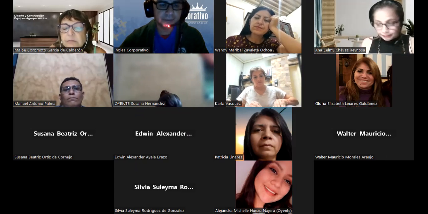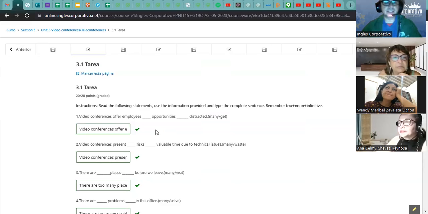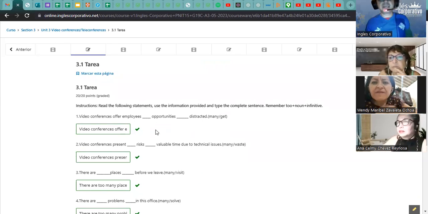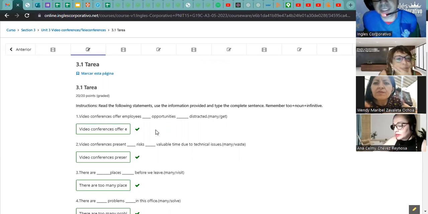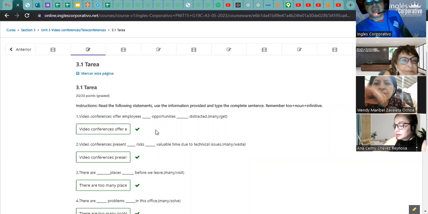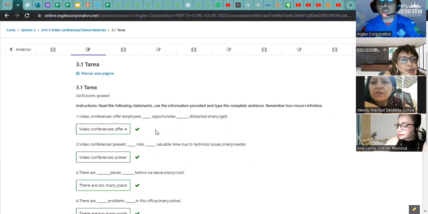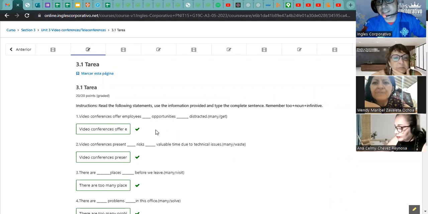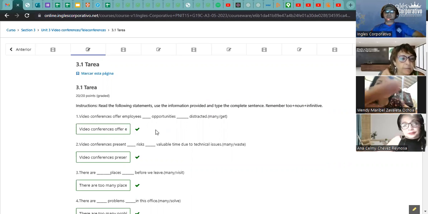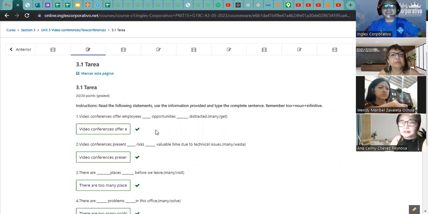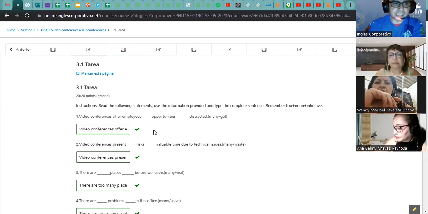I found it. Okay, so here is the exercise. It says, read the following statements, use the information provided, and type the complete sentence. So that is the first thing. Remember that we're going to use too, and then the noun, and then the infinitive. Do you remember what the infinitive is? To plus the basic form of a verb. Good. So the first one says video conference.